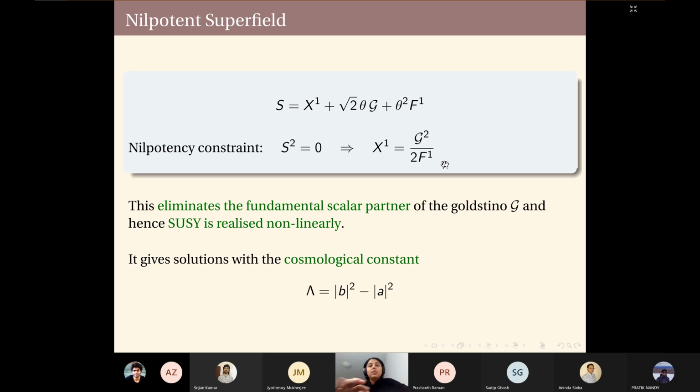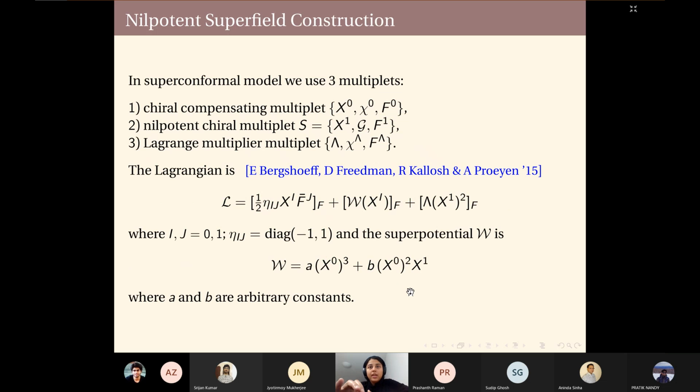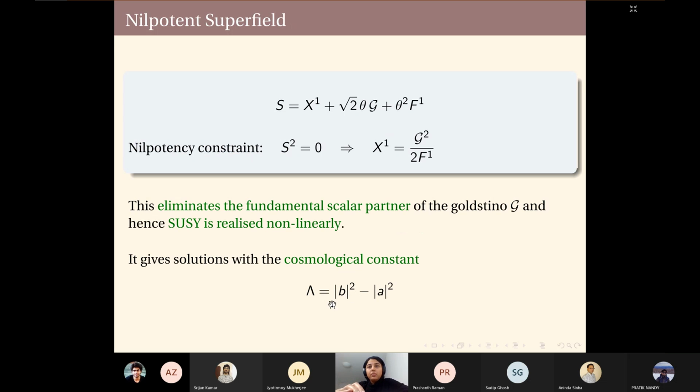So once we do this and we use the equations of motion and find the solutions, the cosmological constant takes this value in terms of these constants, which were present here in the superpotential, and I said that they are arbitrary. Depending on which of A and B has a higher value, we can have a positive, a negative, or even 0 value for the cosmological constant, and hence we see that this theory allows for de Sitter solutions. So this is a very basic explanation of how nilpotent supergravity works.